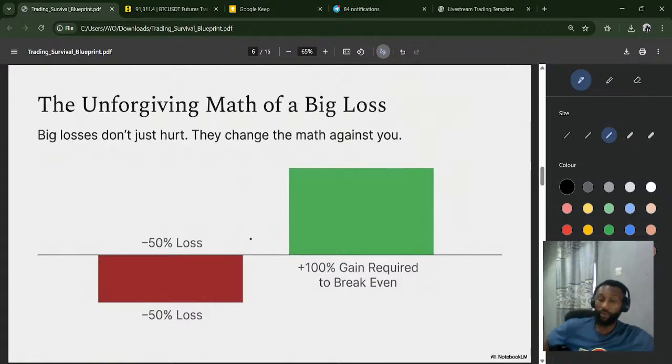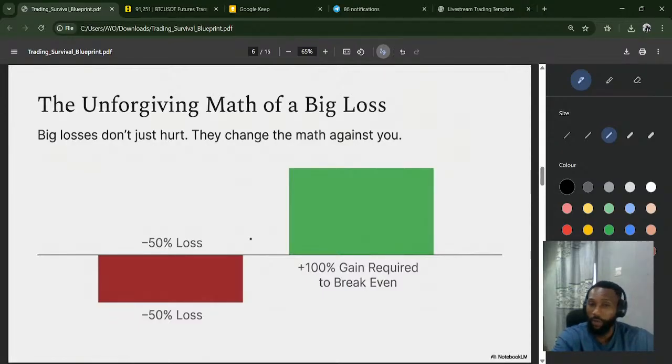This is simple English. So you now enter another trade, hoping that the trade goes your way and gives you profit, and you get a 50% profit. That 50% profit just recovered your former 50% loss. So you are now even. Then to make more profit, you need another 50%, which is the 100% we're talking about. So you need at least 100% to break even.